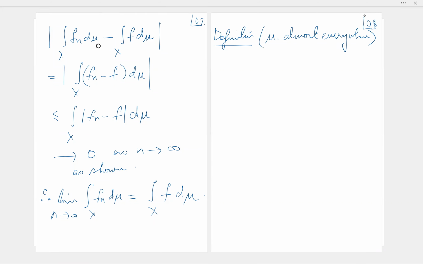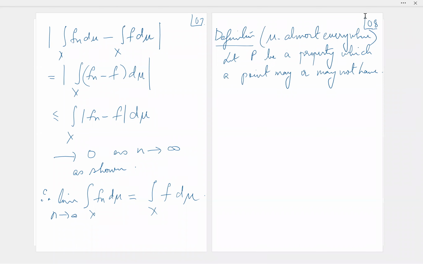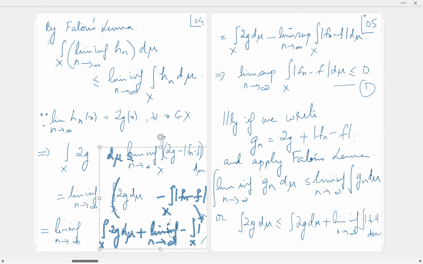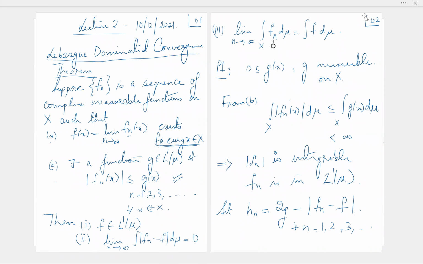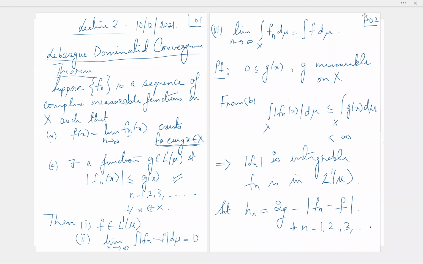So let P be any property, some property which a point may or may not have. For example, we wrote in the Lebesgue dominated convergence theorem, what did we write here? The second condition was there is a function g such that mod fnx is less than gx for every x belonging to X. So I could call this fnx less than gx as property P, and then our assumption B is that P holds for every x in X. So P could be any property we want to look at.